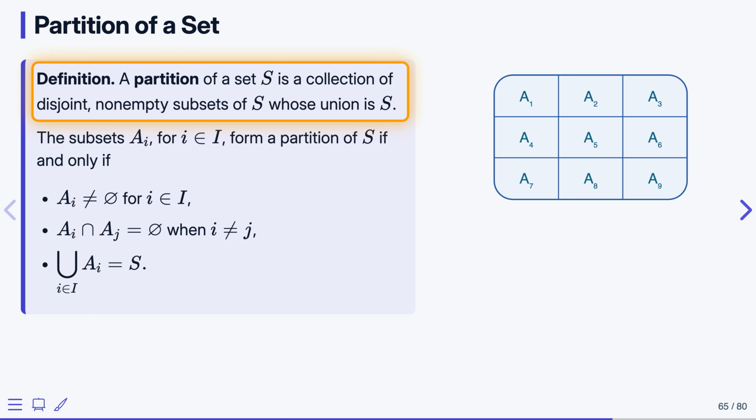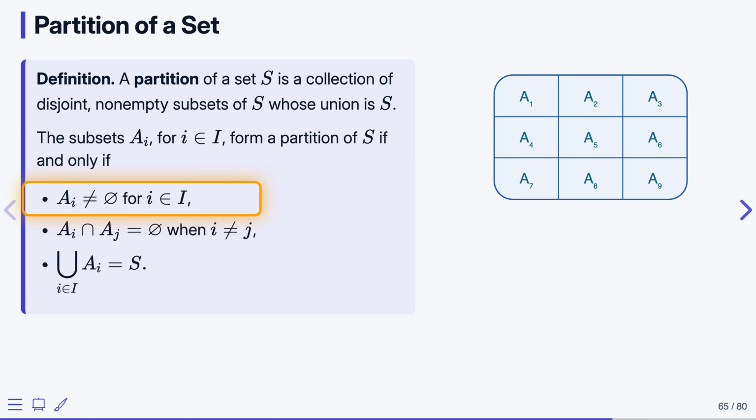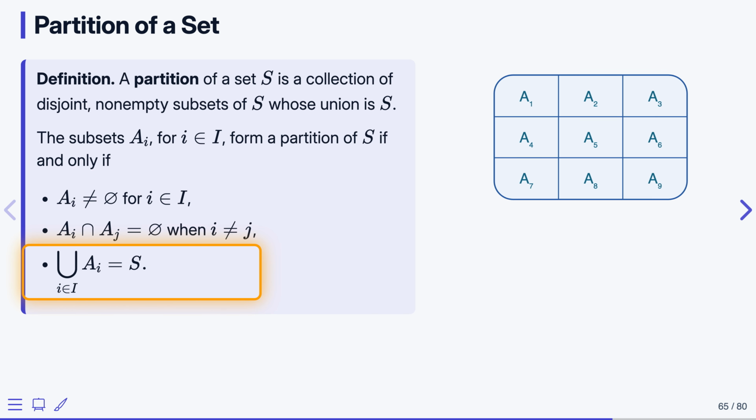Now we define a partition. Think of cutting a set S into pieces. A partition of S is a group of subsets with 3 rules. First, no piece is empty. Every subset A sub i has something in it. Second, the pieces do not overlap. For 2 different pieces, their intersection is the empty set. Third, the pieces together cover all of S. The union of all the pieces equals S.